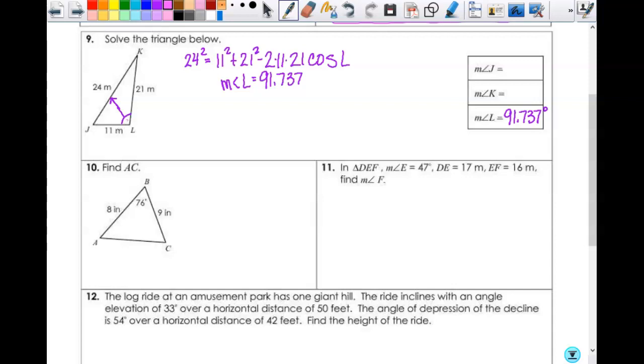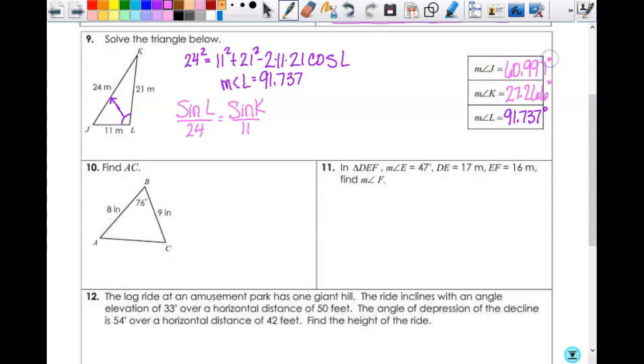So I found the biggest angle. Now I can switch to the law of sines because I need another angle. The next one I'm going to find is angle K. So I have the sine of angle L, which is stored in my calculator, over 24 equals the sine of angle K over 11. I cross multiply, and since I want K, I take the sine inverse. When I do all of that, I get 27.266 degrees.